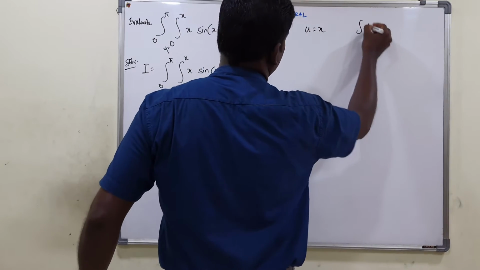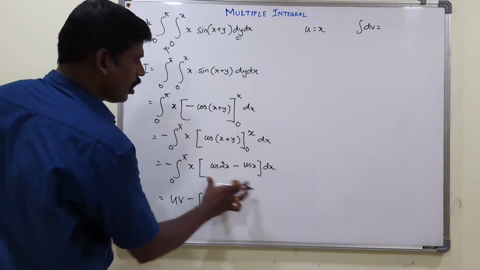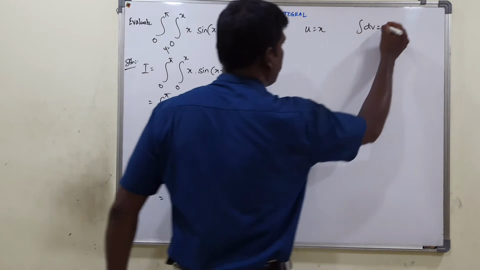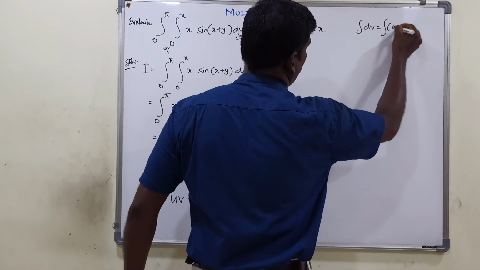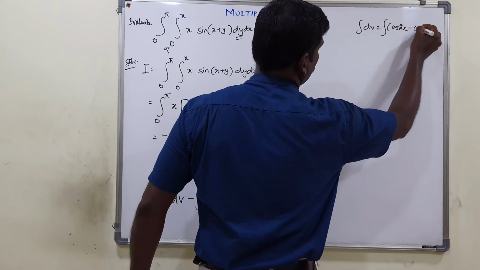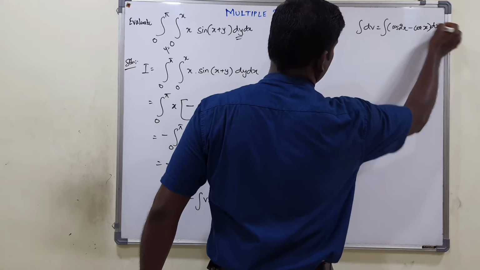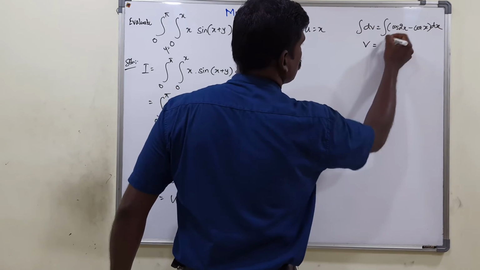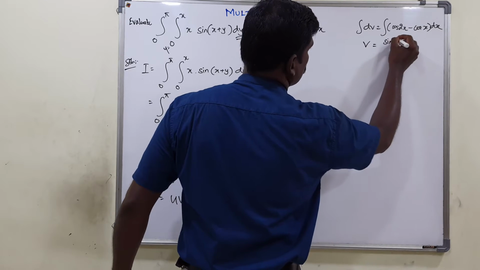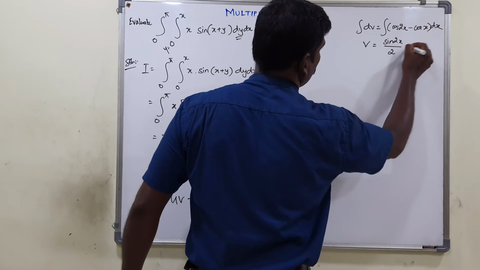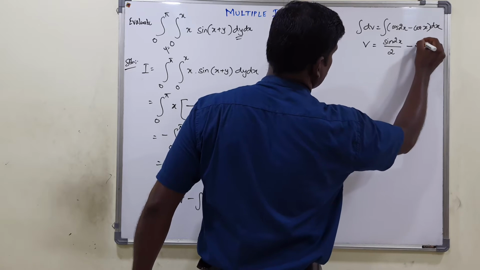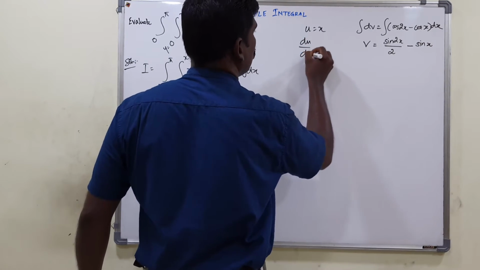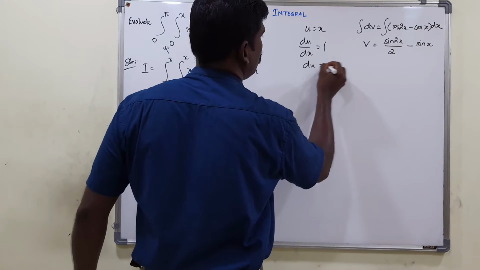So all the remaining terms can be taken as integral dv. Except x, all the remaining terms are treated as integral dv: integral of cos 2x minus cos x dx. Taking the integral of dv becomes v. What is the integral of cos 2x? Sin 2x by 2, minus the integral of cos x, sin x. What is du by dx? It is 1. What is du? It is equal to dx.